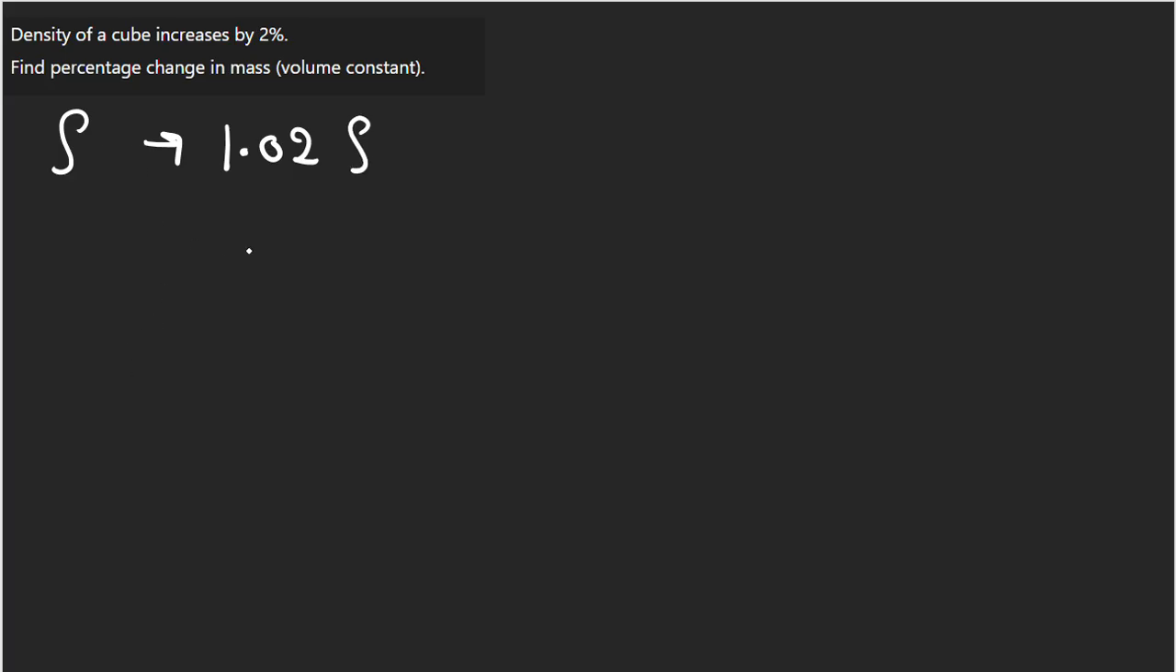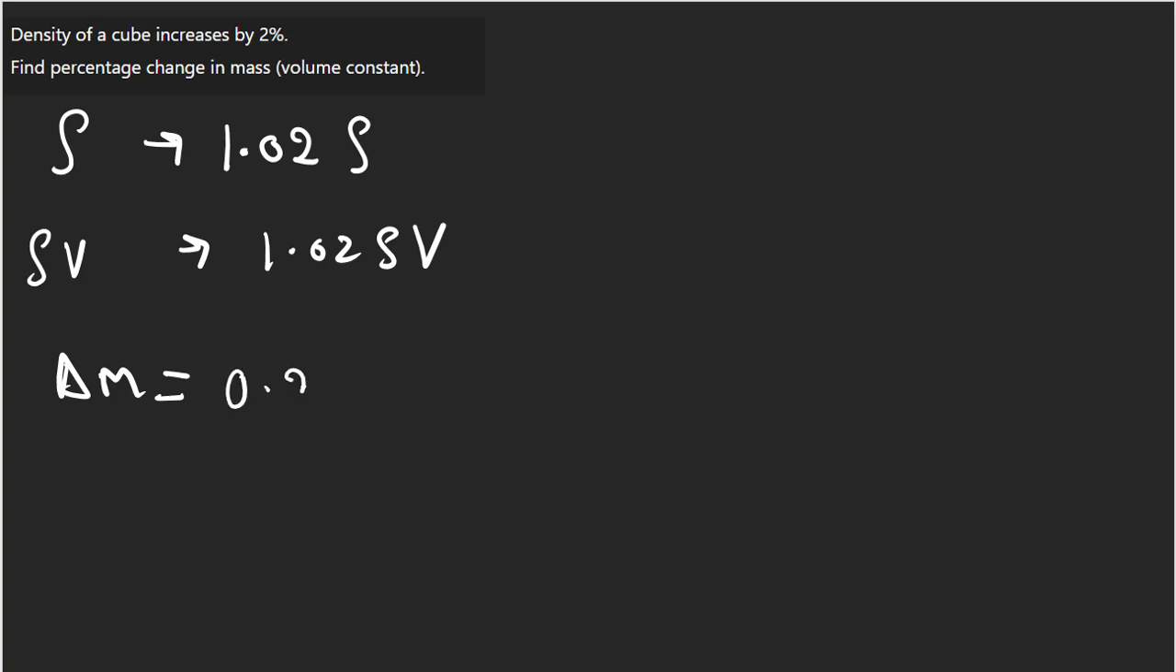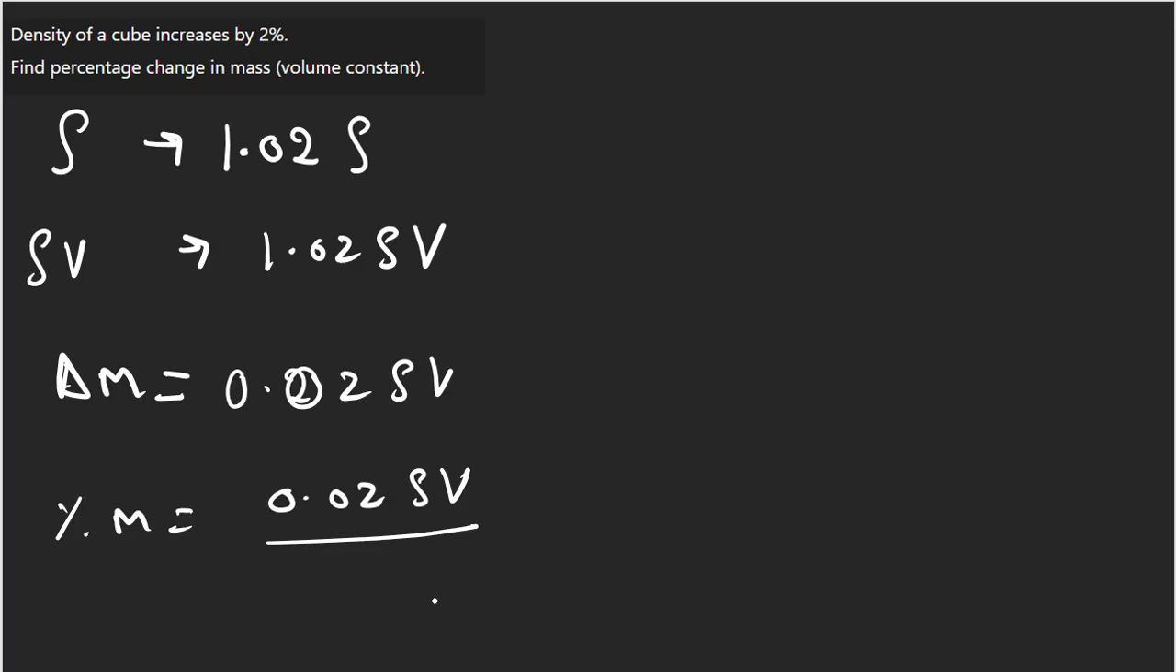So he's saying find percentage change in mass if volume is constant. Suppose that volume is V. So mass will be, we all know mass is rho into V. So here it will be rho into V, and new mass will be 1.02 rho into V. Now what is the change? So we can clearly say change in mass is equal to this minus this. So it will be 0.02 rho V. So percentage change in mass will be 0.02 rho into V divided by the original. What is the original value here? Rho V. This is the mass. So divided by rho into V and multiplied by 100. So it will be 2%.